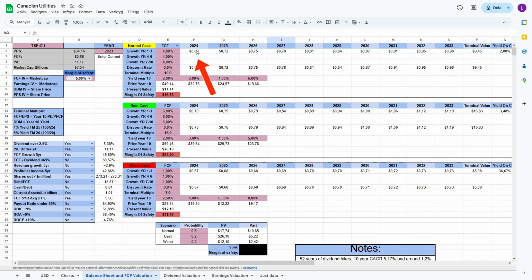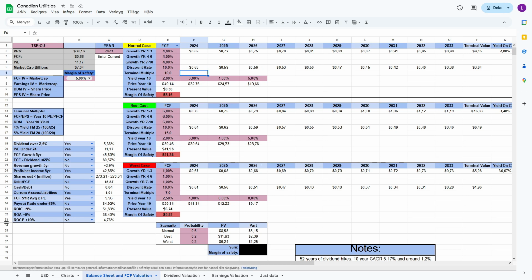We're going to use a 4% growth rate for the normal case, and I'm going to enter 10% discount rate. As you can see, I use different scenarios because stuff can happen. The market can be very optimistic and very pessimistic. Same discount rate for every scenario. We're going with the average growth rates and terminal multiple.